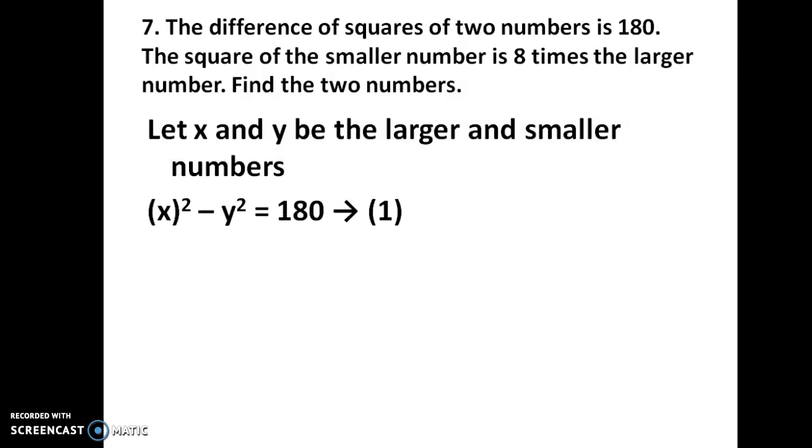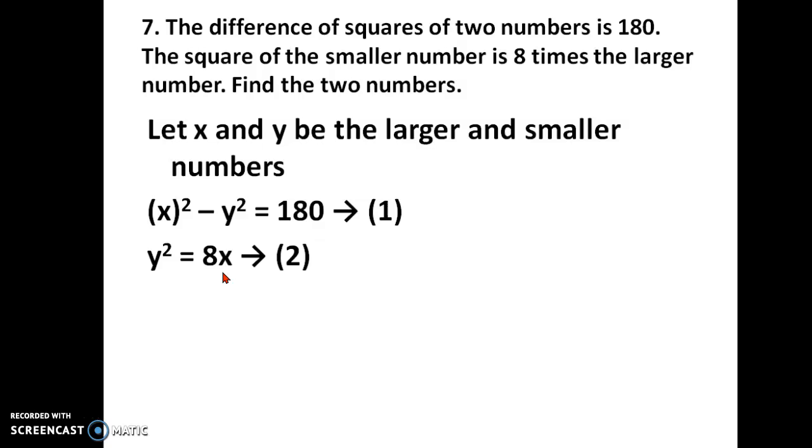Okay, so anyhow y won't be there, only x we will use. So in order to avoid confusion, that's why x and y. So what is given, difference of the squares. So x square minus y square equal to 180. That is the first equation. Then the square of the smaller number is 8 times the larger number. Okay, so the square of the smaller number, that is y square, is equal to 8x.